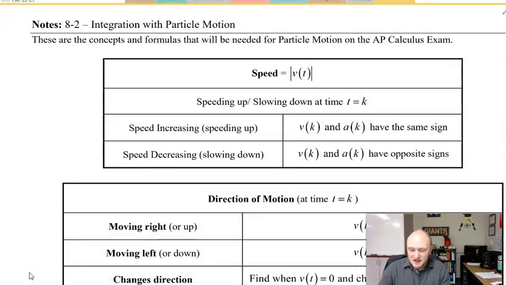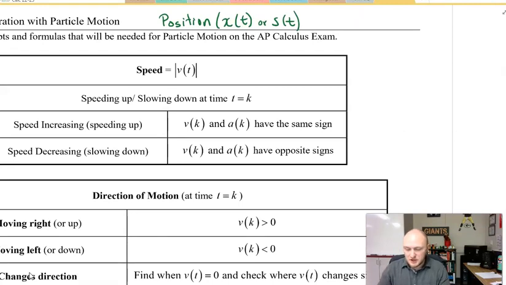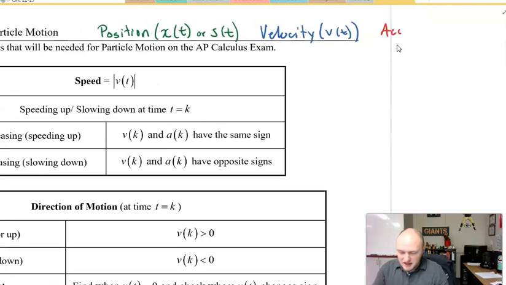The big idea is that we will talk often about the position of a particle, and sometimes you'll see these formulas, or these functions, x of t or s of t. Sometimes that's the position. And then the derivative of position is the velocity. So we'll talk about velocity, and oftentimes velocity is what is given. And in a lot of, or most of the examples today, you will see velocity. And then lastly, the derivative of velocity is acceleration, and that is a of t.